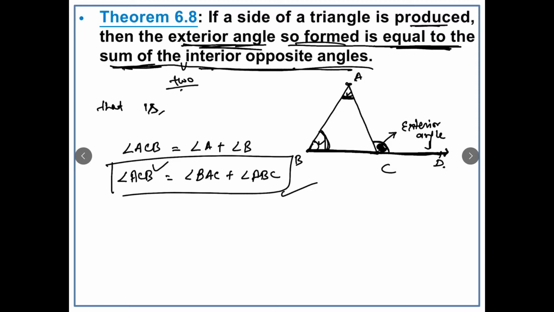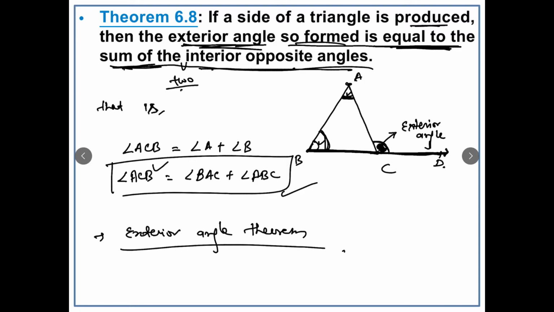This theorem is also generally called the exterior angle theorem. Whenever we are going to use this theorem, in the bracket we have to write that using exterior angle theorem. This theorem 6.8 is commonly called the exterior angle theorem.